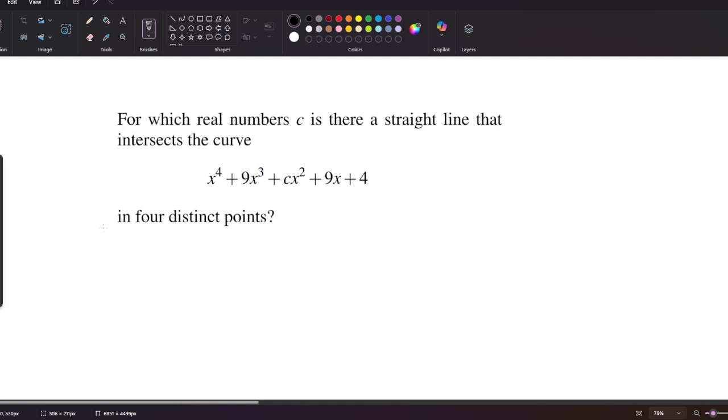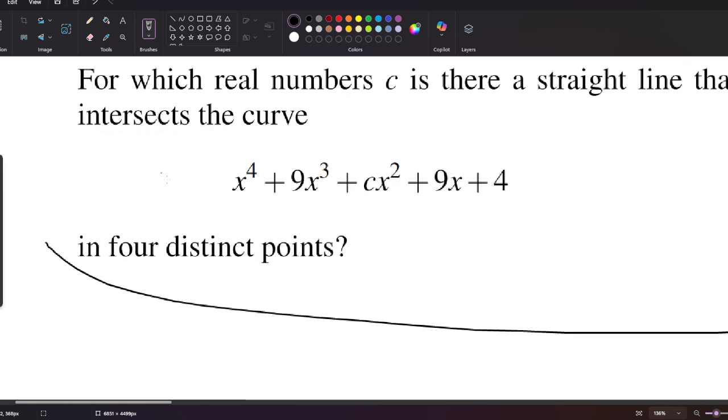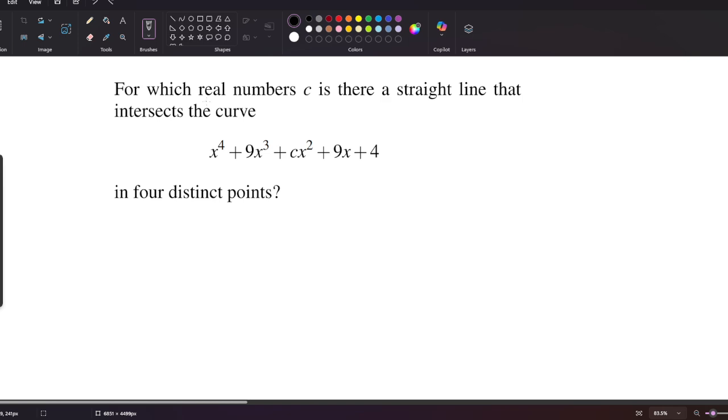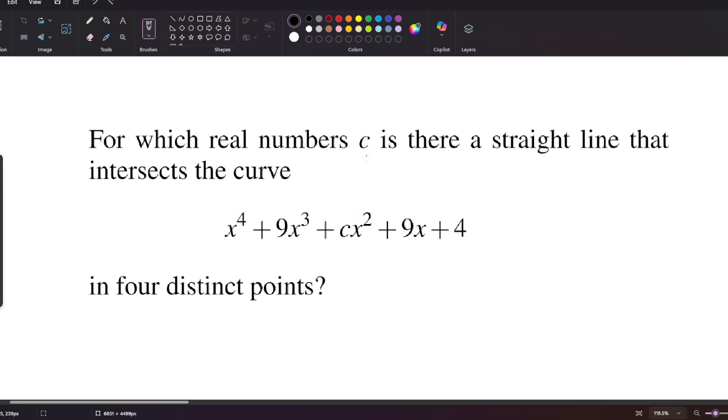Hello, do we have this problem from Putnam 1994? I think it's a really good weekender. It's an elegant problem. You just need to find the approach. So we have to find real number c such that there's a straight line crossing this polynomial at 4 points.